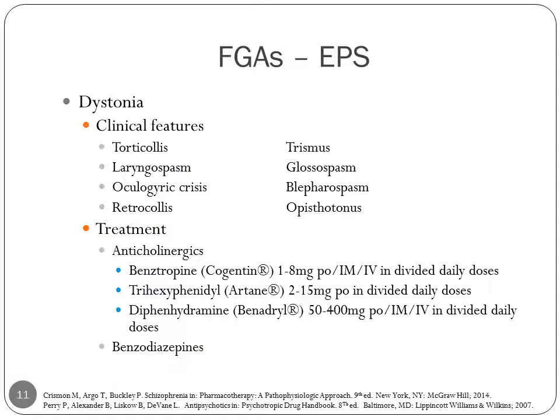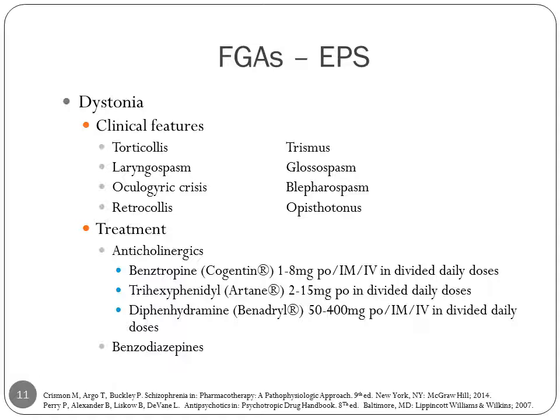We are going to spend some time talking about the extrapyramidal symptoms, and we can have extrapyramidal symptoms with both first generation and second generation agents, but it tends to be much more problematic with first generation antipsychotics, and that's why I'm going to talk about it in conjunction with these agents. And it's one of the main reasons we've moved away from using these agents instead of second generation.